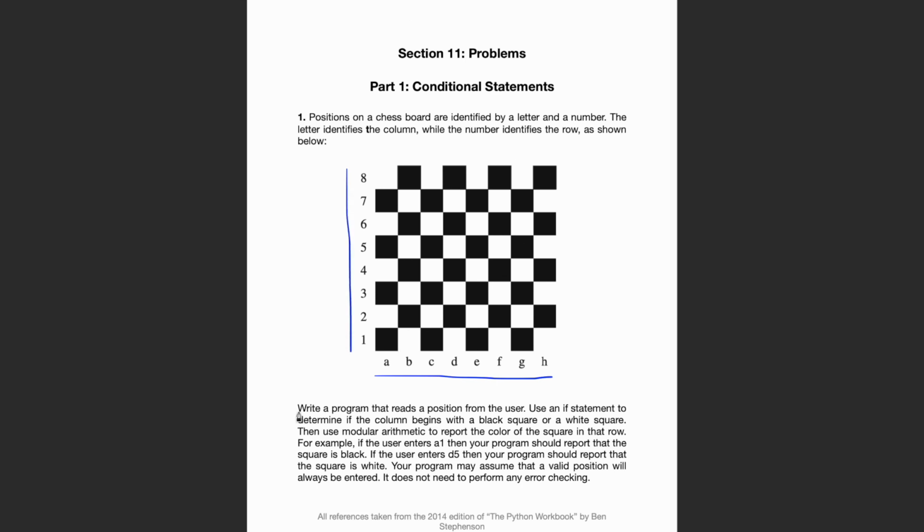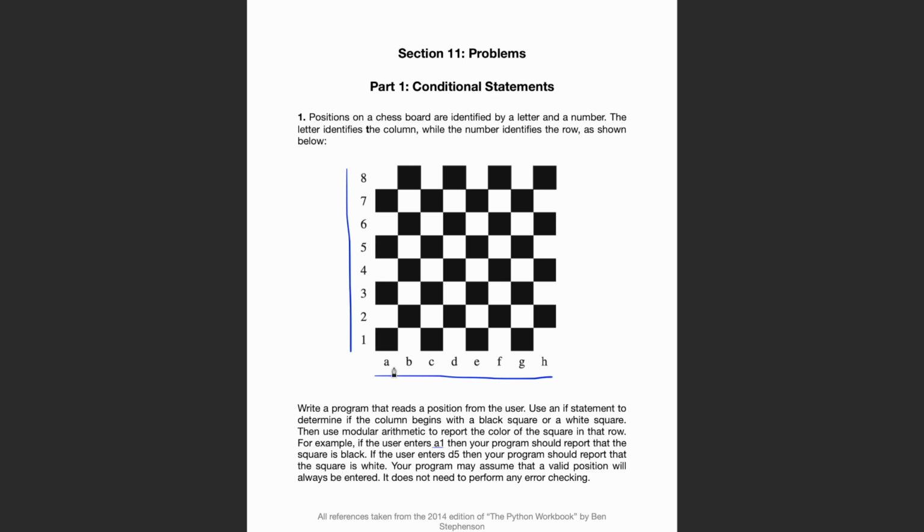Now, the question says, write a program that reads a position from the user. Use an if statement to determine if the column begins with a black square or a white square. Then use modular arithmetic to report the color of the square in that row. For example, if the user enters A1, then your program should report that the square is black. If the user enters D5, then your program should report that the square is white.